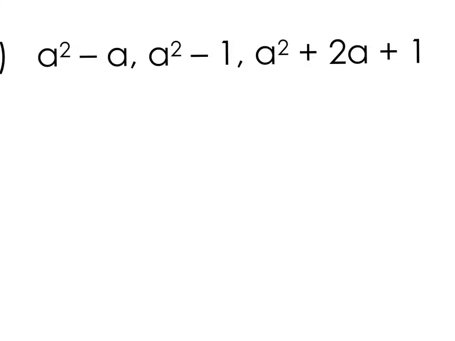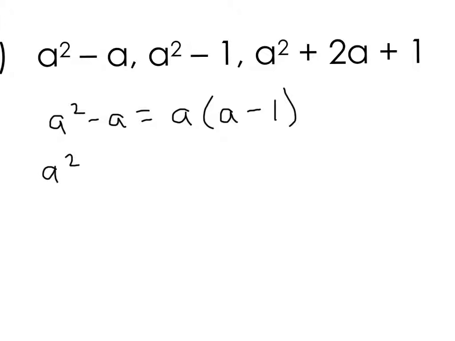Now we have an interesting problem. We need to look at our 3 expressions here separately. A squared minus a. Our first instruction is to factor this. Common factor of a. What are you left with? That's our prime factorization. A squared minus 1. We need to factor it. Can you do it?